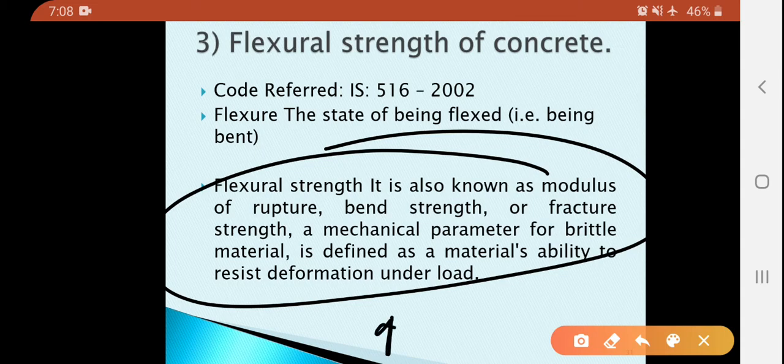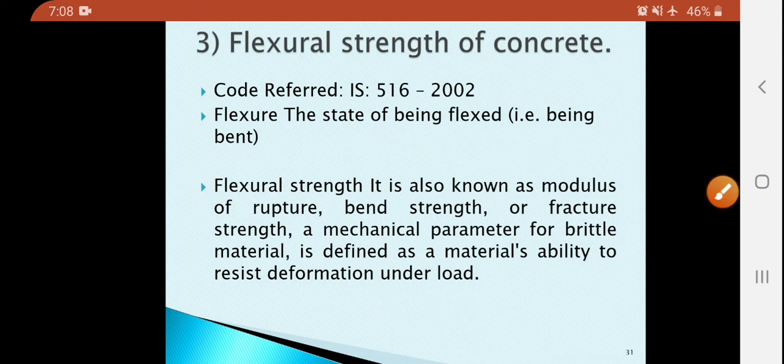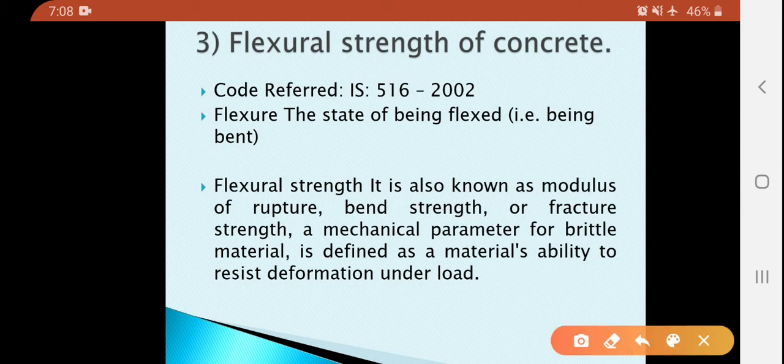The best example is a river where water is flowing, and we have provided a bridge over it. The bridge should maintain its bend strength. If it fails, the whole collapse of the bridge can be expected. That should not happen. So for a particular material the bend strength should be high, and that is called the flexural strength of concrete.